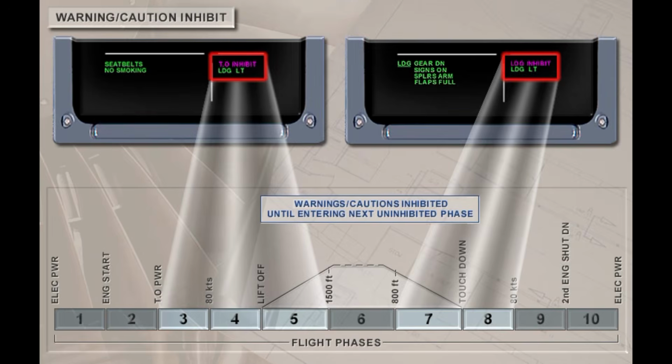The flight warning computer will inhibit some warnings and cautions during certain flight phases to avoid unnecessarily alerting the crew during times of high workload, such as during takeoff and landing. The right side of the memo section displays in magenta a takeoff inhibit memo for flight phases 3, 4, and 5, and a landing inhibit memo for flight phases 7 and 8. If a warning is triggered during an inhibited phase, it will be suppressed until the aircraft enters the next uninhibited phase, at which time the warning or caution will be displayed.